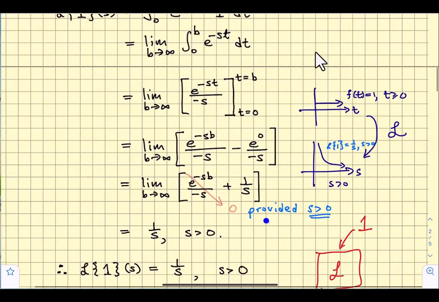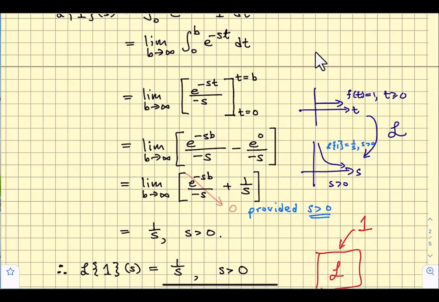And so provided that s is positive, this term goes to 0, and so this limit will end up being just 1 over s because this is independent of b. So our grand conclusion is that the Laplace transform of the function 1 is the new function 1 over s, with the stipulation that s has to be greater than 0.